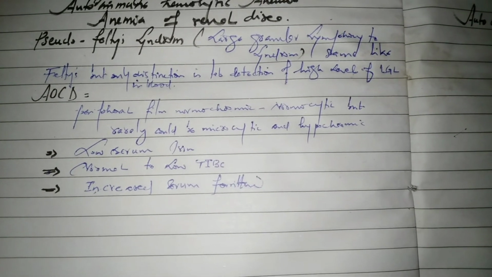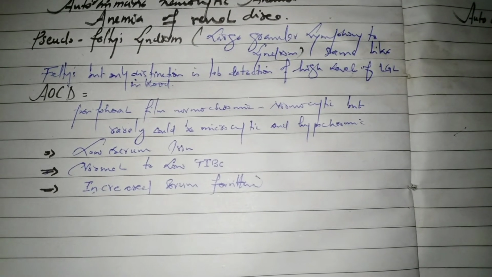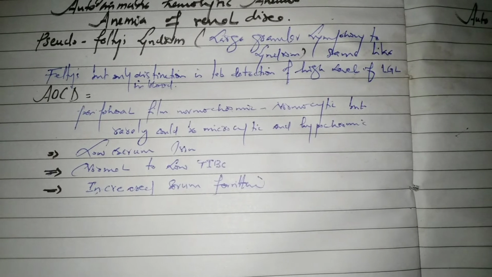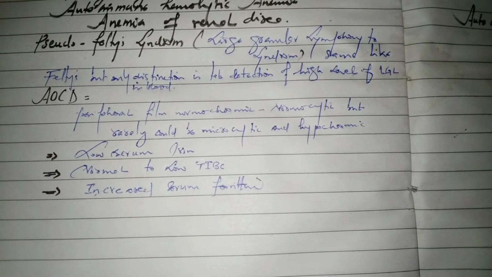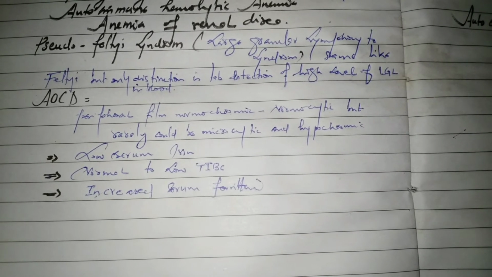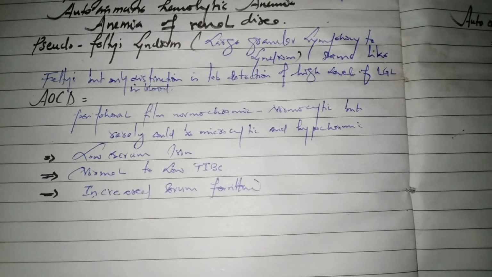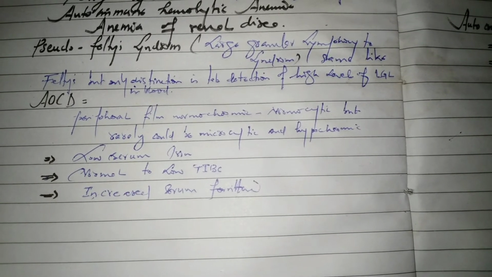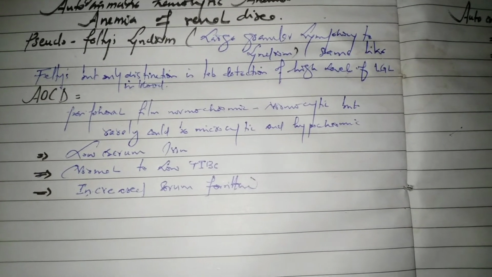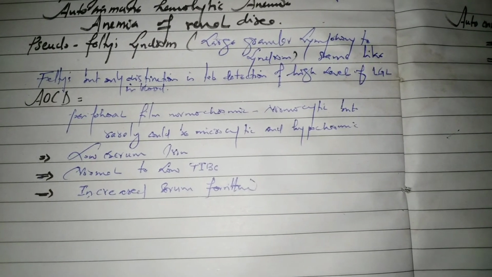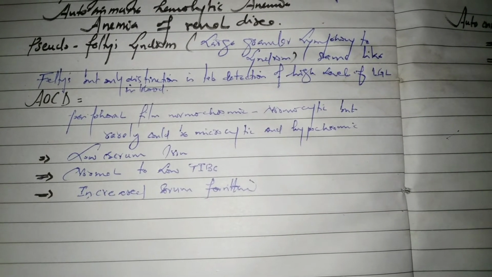Now, it is very easy to remember that the ferritin level is increased in anemia of chronic disease because ferritin is an acute phase reactant, and in any inflammation the acute phase reactants are increased. So it is very easy to remember that ferritin is increased in anemia of chronic disease because anemia of chronic disease is a feature of chronic inflammatory conditions.